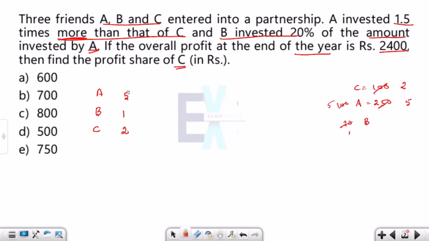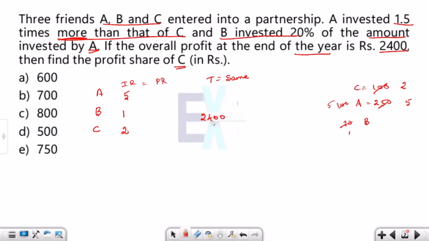of C. So here if you observe, they have not given anything like for how many years or how many months these members invested. So by default, we'll consider they all invested for the same period. And we already know if time is same, then investment ratio is equal to profit ratio. That means profit ratio will always be 5 is to 1 is to 2.